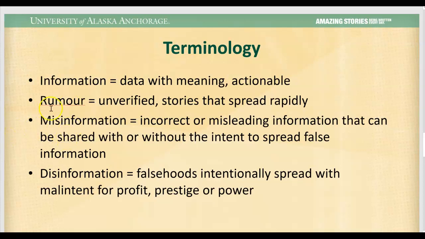Again, just to be clear about these definitions, information is data that's actually meaningful and actionable. Rumors are unverified stories. These tend to spread really easily. Misinformation, as we talked about before, is incorrect or misleading information that can be shared with or without the intent. So, it might be shared by somebody by accident, or it's intentional. And then disinformation is 100% falsehoods that are intentionally spread for profit, prestige, or power.